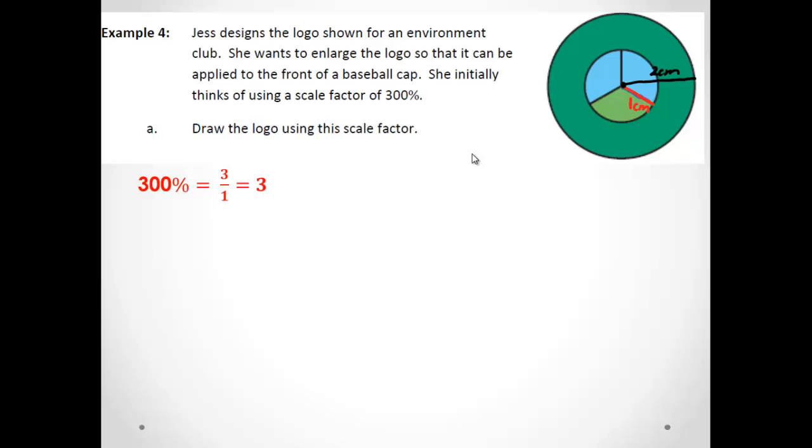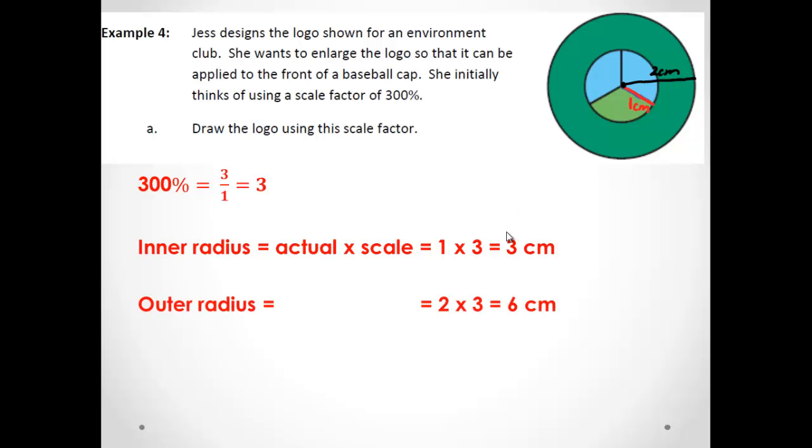So, what we first have to do is think about the scale factor. 300% is the same as 3/1, and so our scale factor is, in fact, 3. If we want to think about the inner radius, so that inner circle, which is initially 1 centimeter, which is the actual size of the logo that we have here, multiplied by the scale, which is 3, we will see that that will become 3 centimeters. Now the outer part, which is 2 centimeters, we use the same formula, actual multiplied by scale. Now we have 2 times 3, which is equal to 6 centimeters.